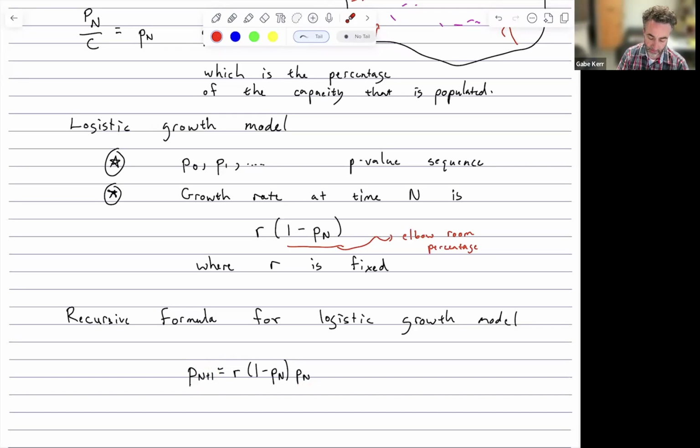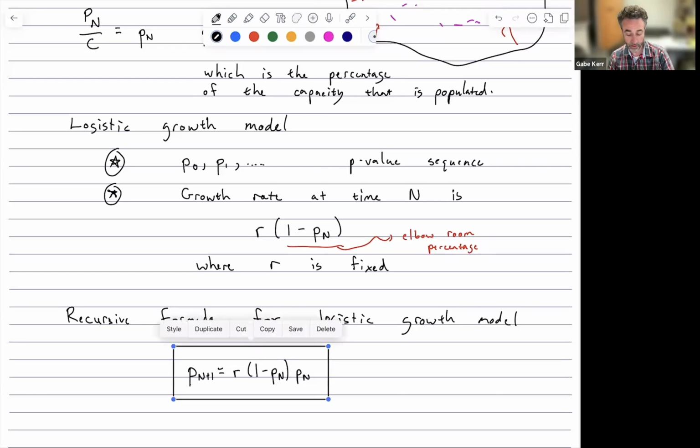So again, what is the idea? If I know my p-value Pn at time n, then my growth rate for that next step is r times 1 minus Pn. And so I'm going to multiply Pn by the growth rate to get the next p-value. Okay, so this is the logistic growth model recursive formula. In the next video, we'll look at a few different examples of this and see how these models work up to some interesting behavior. All right.